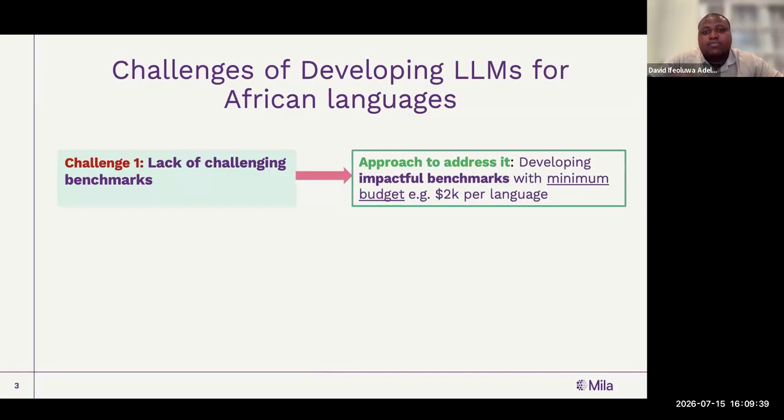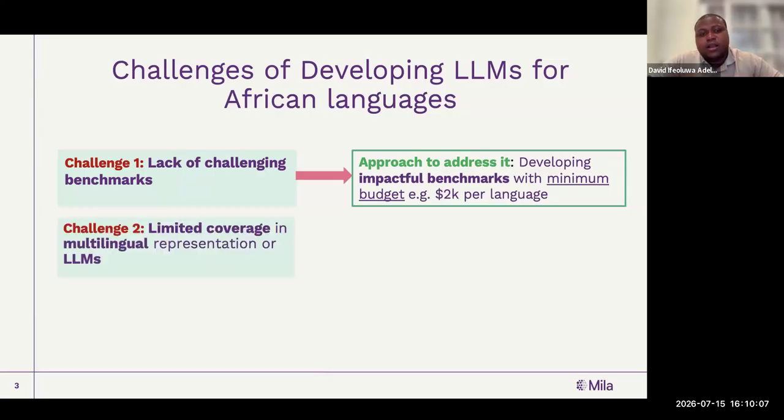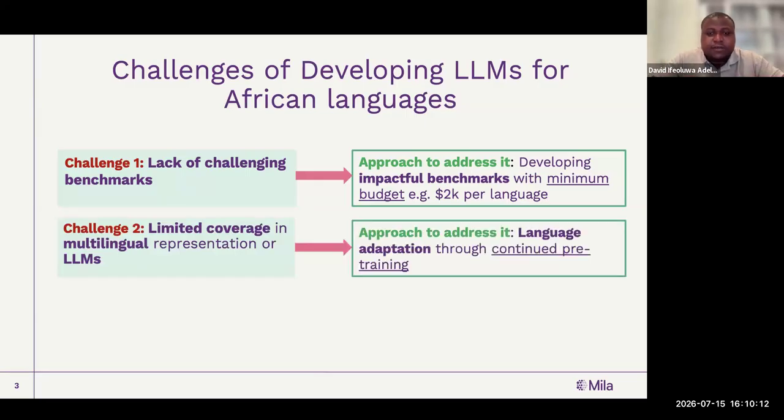I was thinking about this problem when ChatGPT came out, because I was supposed to create another benchmark. And I was discussing with many people at UCL, with my mentor Pontus and several other people, what is the most impactful benchmark to create? Suppose you have $2,000 per language. What is the most impactful benchmark to create in the age of LLM? So I'm going to tell you our solution to that. And the second thing is limited coverage in multilingual representation of language models. And this is going to be the subject of my talk today, which is language adaptation through continued pre-training.